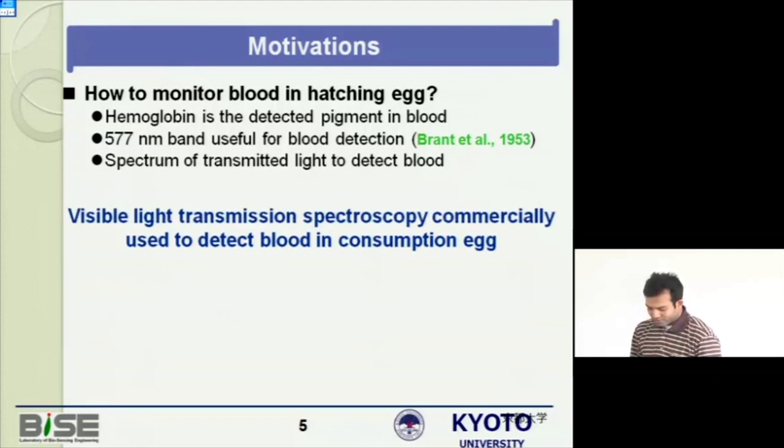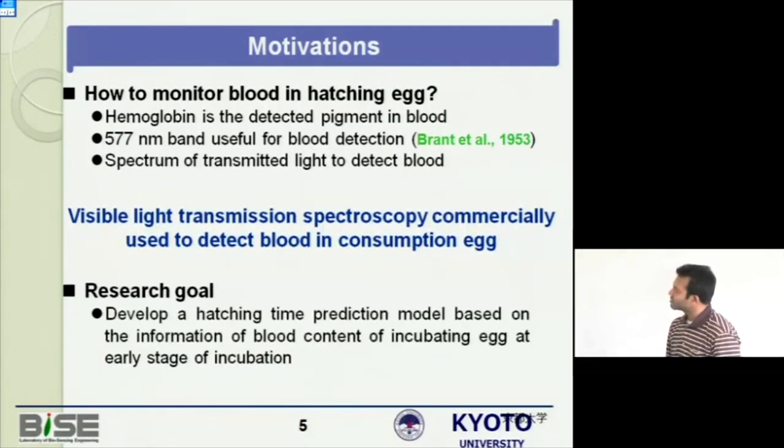Visible light transmission spectroscopy is also commercially used to detect blood in consumption eggs, so we can use a similar principle to detect blood in incubating eggs. Our research goal is to develop a hatching time prediction model based on the information of blood content of the incubating egg at an early stage of incubation.